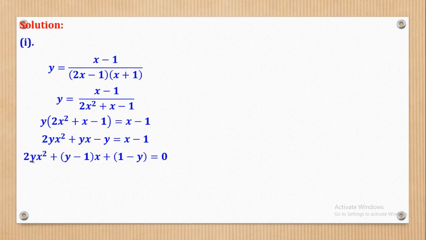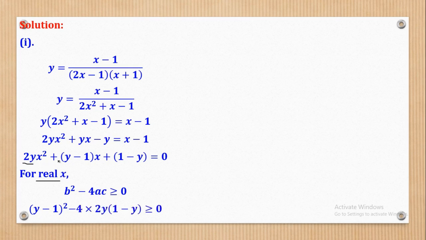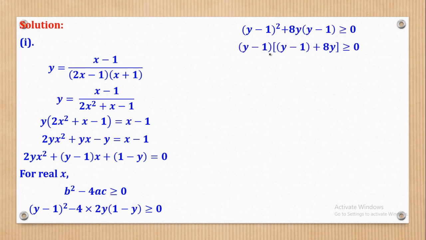Now this one is in the form ax squared plus bx plus c. Therefore, for real x, we know that b squared minus 4ac is greater than or equal to 0. So come and substitute. This b is here, then a is here, then c is there. That gives you this, and when I simplify, I'll come up with this. Because y minus 1 is common in both terms, pull it out. Here remain with y minus 1, and here remain with 8y. Simplify, this gives you 9y minus 1.